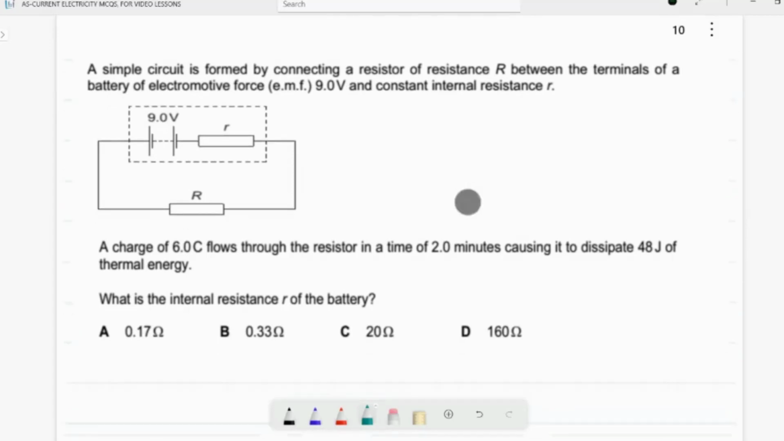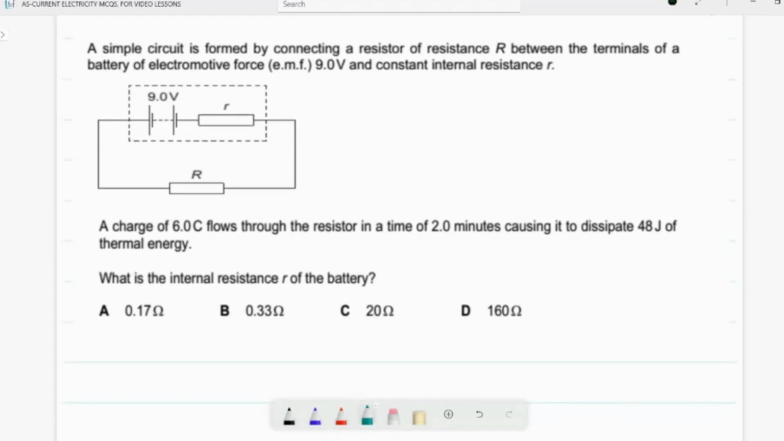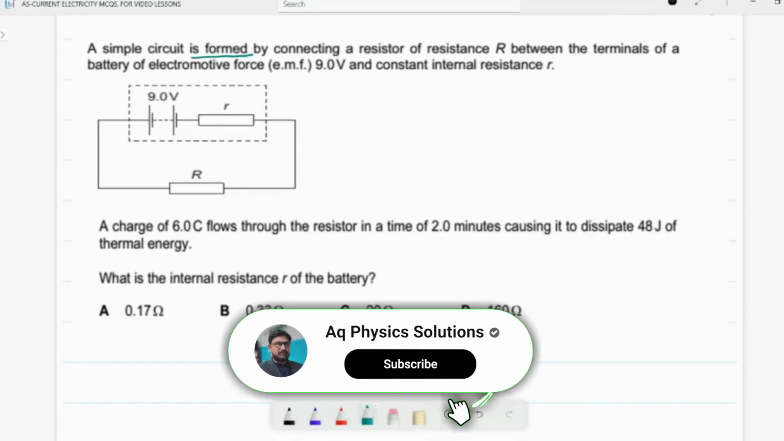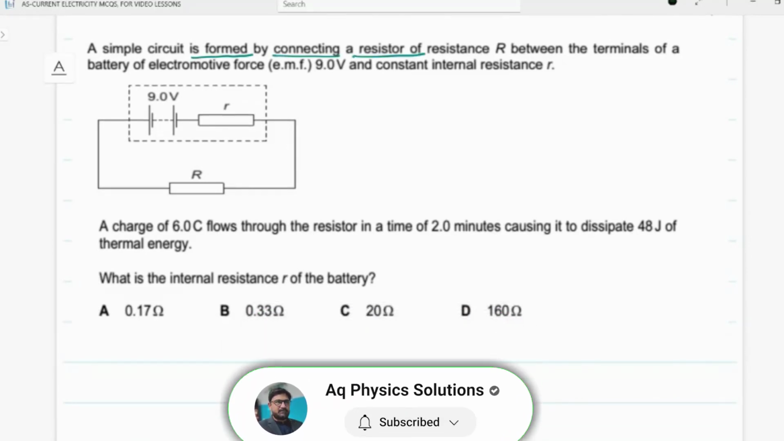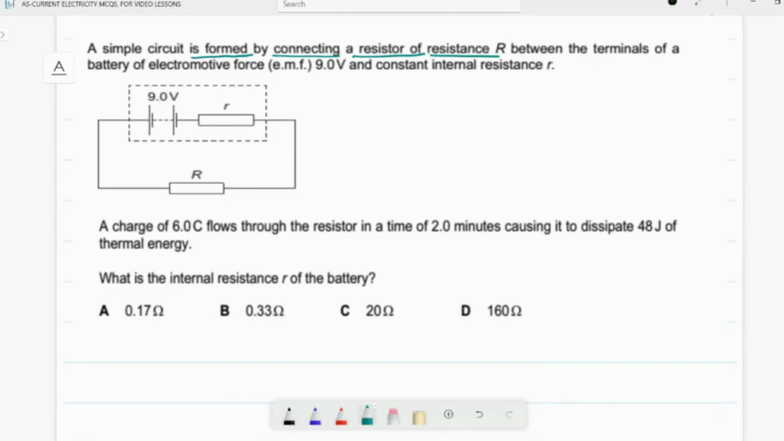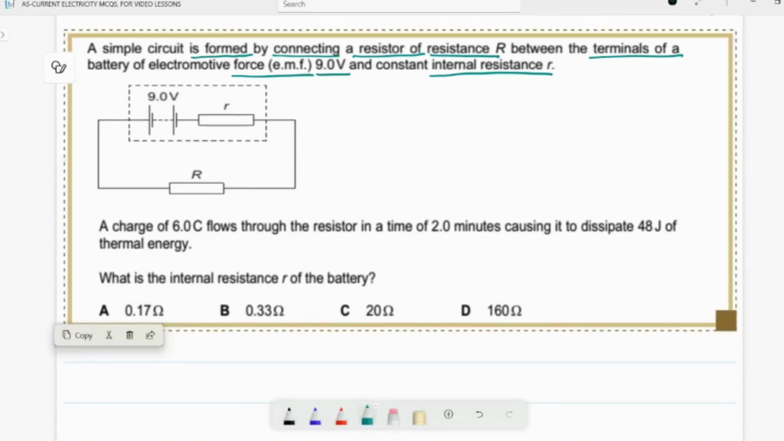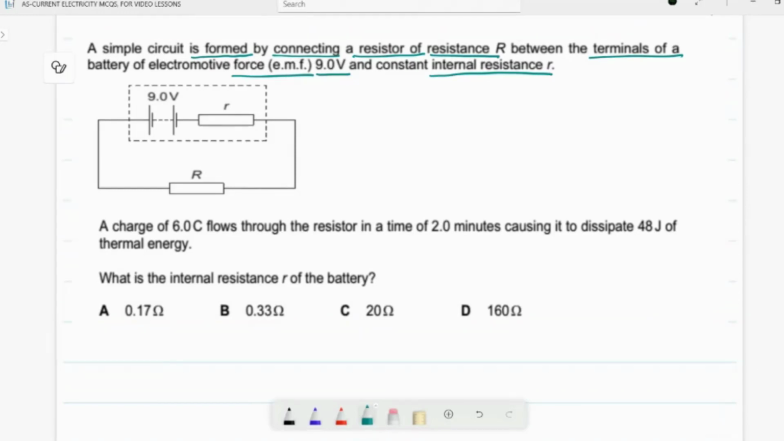for your incoming paper. In this first question, it is said that a simple circuit is formed by connecting a resistor of resistance R between the terminals of a battery of electromotive force 9 volt and a constant internal resistance small r. Okay, this is basically a question which has two unknowns. One is this small r and one is this big capital R, external resistance and internal resistance.